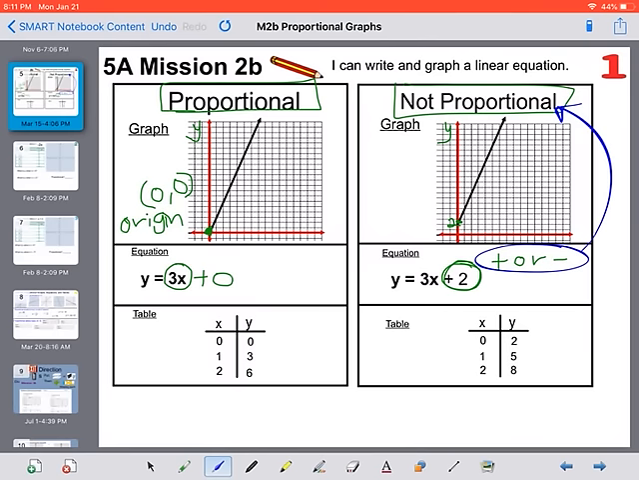In the form of a table, these are our points x, comma, y. And we know that if a graph is proportional, it goes through the origin. So if it has the point 0, 0, it's proportional. But if it doesn't have the point 0, 0, we know it's not proportional. Okay? So those are the differences between proportional and non-proportional graphs.